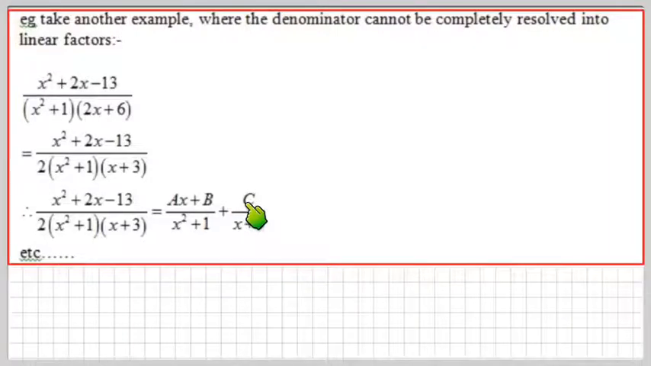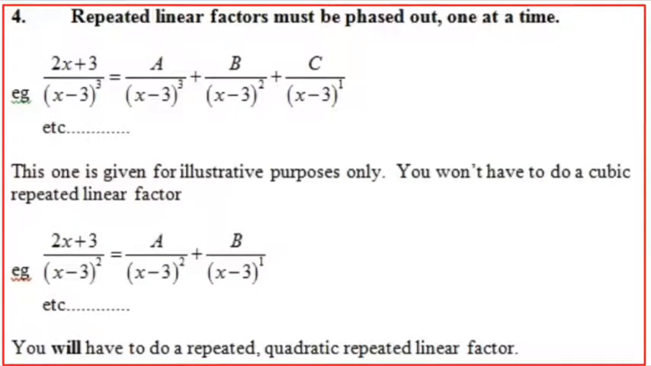And then this one here is just c over x plus 3. That's 1 degree less than the x term here on the denominator. Yeah, that's what you do. Now, repeated linear factors must be phased out one at a time. So this one here, that's what I call a repeated cubic linear factor. That becomes a over this one cubed plus b over the same thing squared plus c over the thing to the 1, till you get down to degree 1. That's how you handle repeated linear factors, okay?